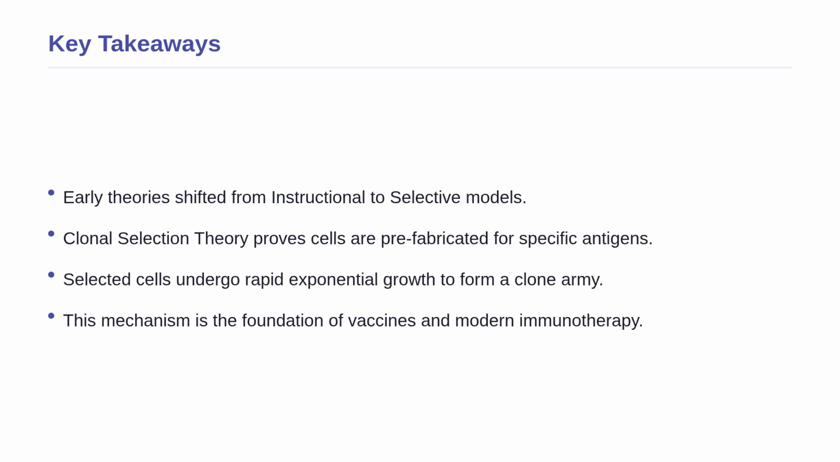We have covered a lot of ground today, so let us summarize the most important ideas. First, we saw the massive leap in human biology from the incorrect instructional theory to the proven selective theory. We learned that our bodies prefabricate millions of unique cells waiting for the right antigen. Once selected, that specific cell undergoes rapid, exponential growth to form a dedicated clone army, a process we can perfectly model with mathematics. This elegant mechanism of selection and expansion is the fundamental principle that keeps us alive in a world full of microscopic dangers.